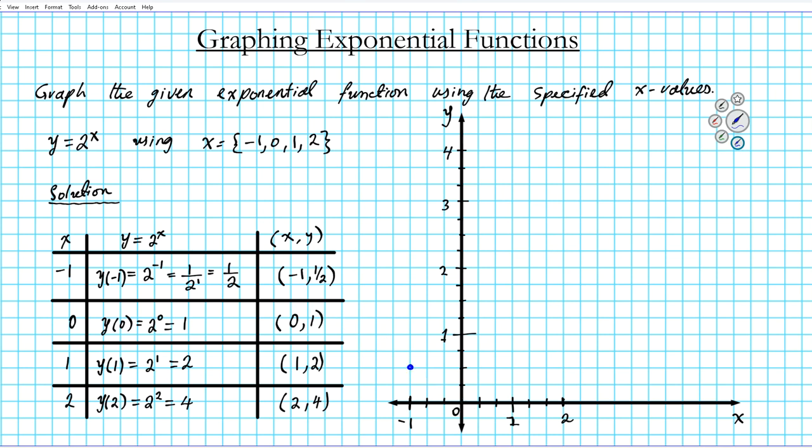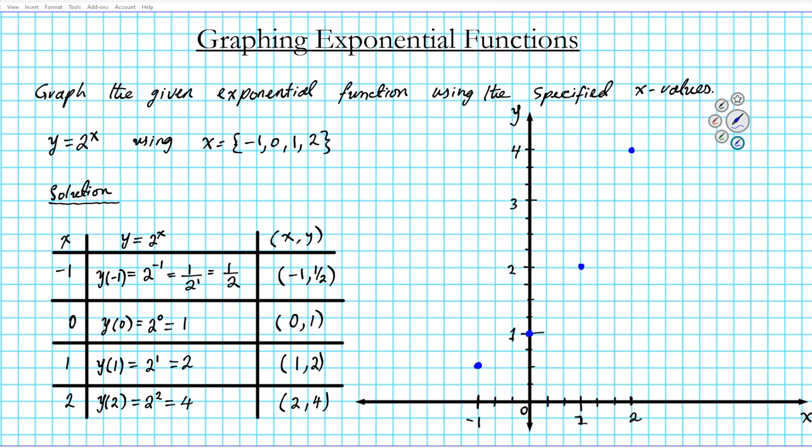This is 1/2 right here, right in the center between 0 and 1. And then 0 goes to 1. All right. And then 1 goes to 2. All right. Notice how the rate of change is increasing. And then 2 goes all the way up to 4 right there. Bam. So that's basically the trend that exponential functions display.